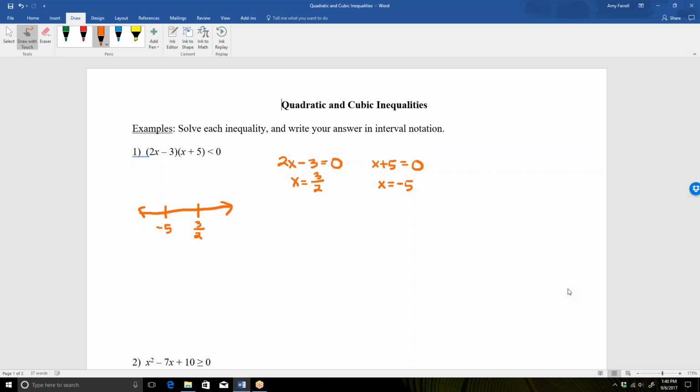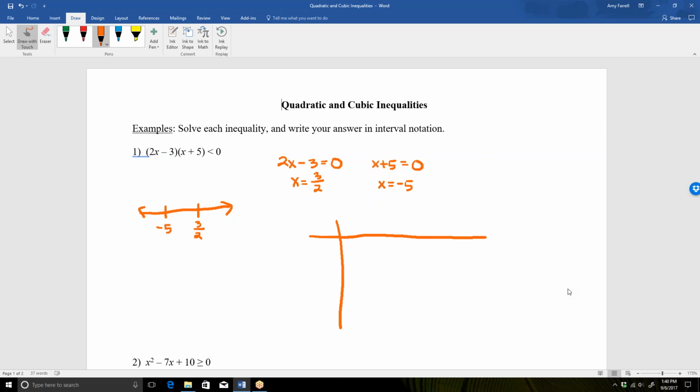Now I'm going to put my numbers on a number line. Make sure you put them in numerical order. Since negative 5 is smaller than 3 over 2, we want to make sure negative 5 is to the left of 3 over 2. And these two numbers here split our number line into 3 intervals. And I'm going to use a sign chart to help me to finish this problem.